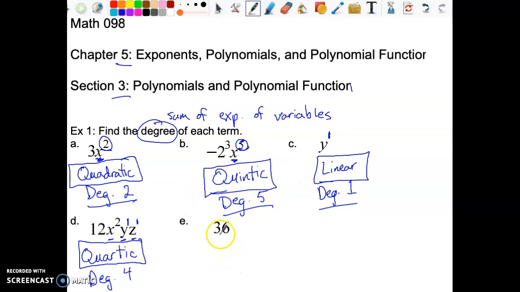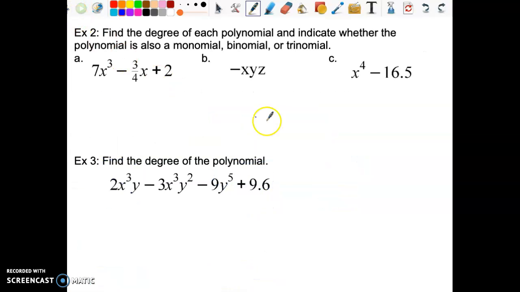Now notice in this one, there's no variable. So the degree in this problem when there's no variable is 0. Okay, we don't really have a fancy name for this, so that might be another reason why we just say degree is 0. There's no variable, so that's why we have that.